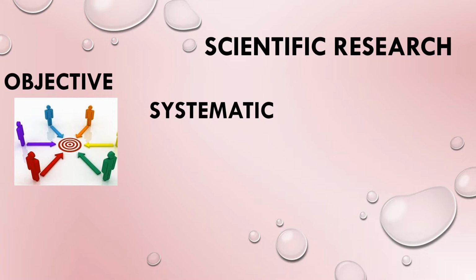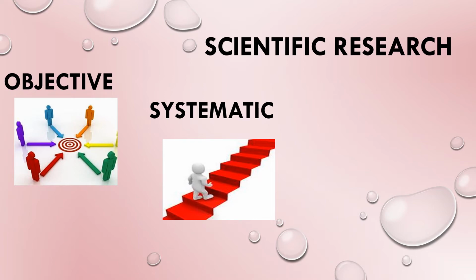Scientific research should be systematic. It means it involves certain steps or procedures in the investigation. It involves the following steps: conceptualization of a problem, collection of data, drawing conclusions, and revising research conclusions and theory. All these things we will go through in detail in the coming slides.